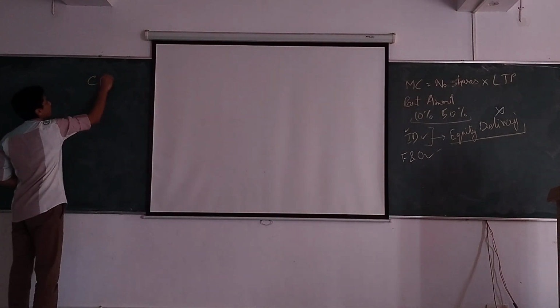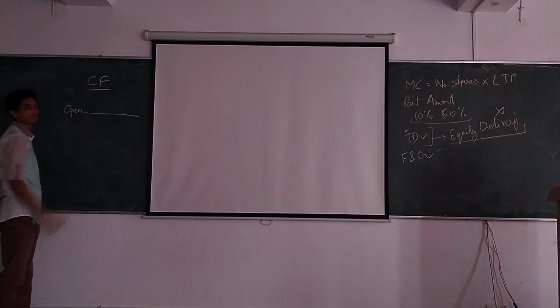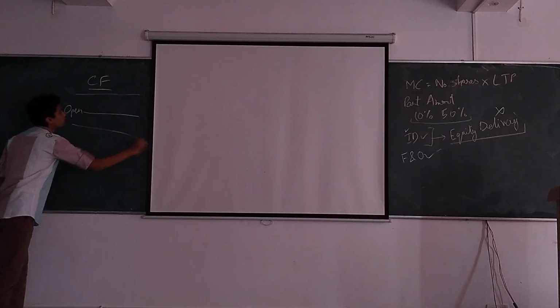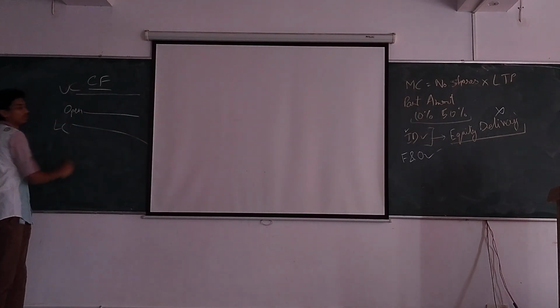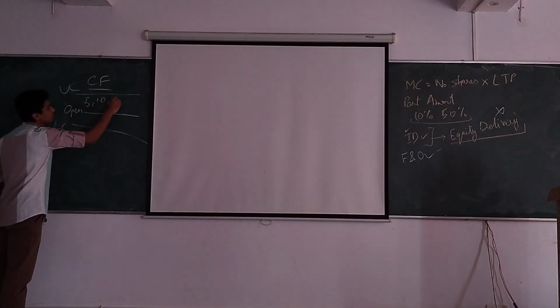And then the next concept that we saw was circuit filters. Everybody knows what a circuit filter is. A stock is being traded. It has an open price, an upper limit, and a lower limit. What is this called? Upper circuit and lower circuit. This can be 5, 10 or 20%.